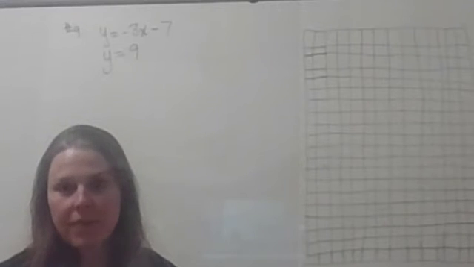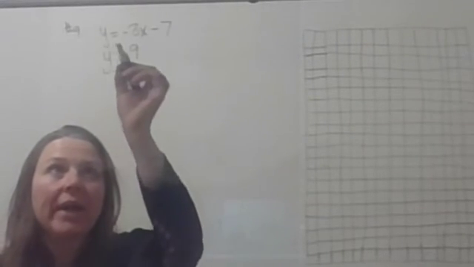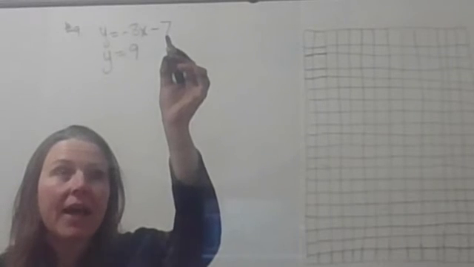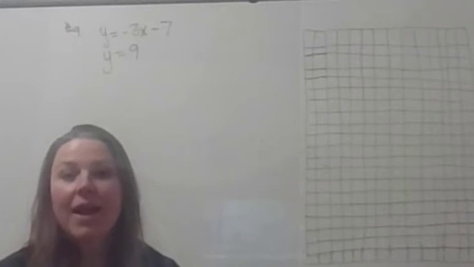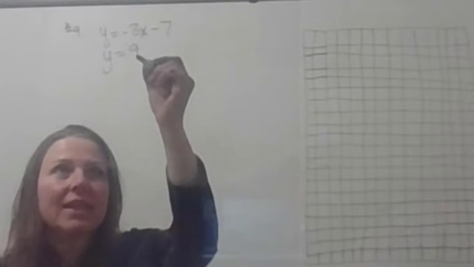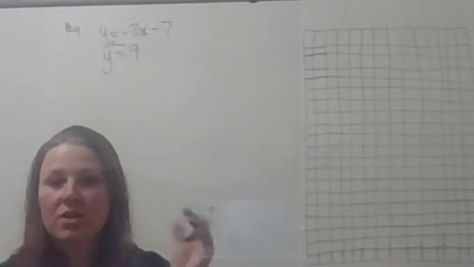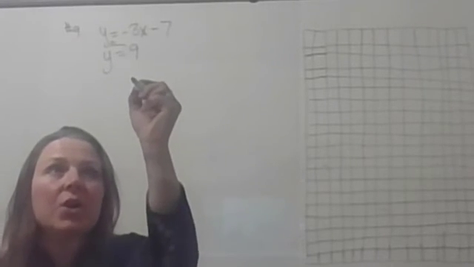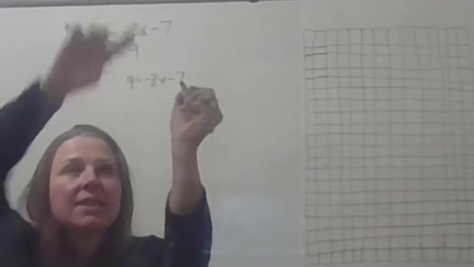So the next problem on this sheet that wasn't answer keyed is number 9, y equals negative 8x minus 7, and y equals 9. I'm just looking at this quickly thinking I could plug 9 in for y. I could substitute just to know where they cross. So 9 equals negative 8x minus 7.